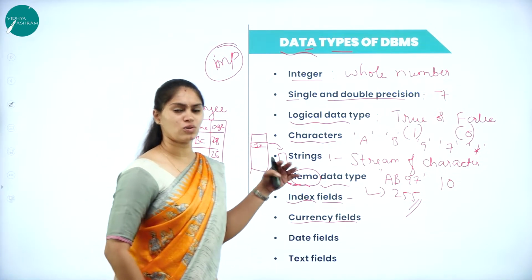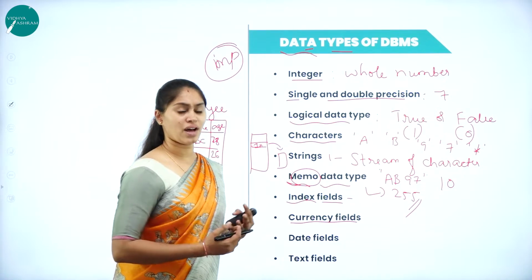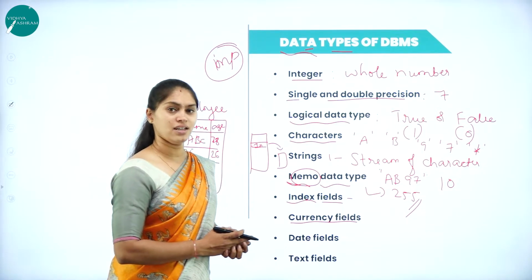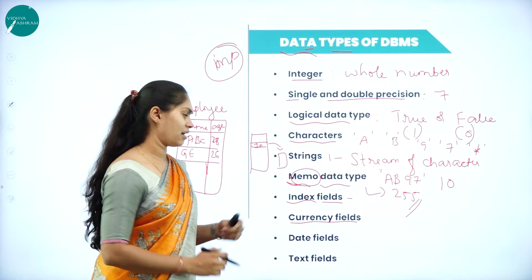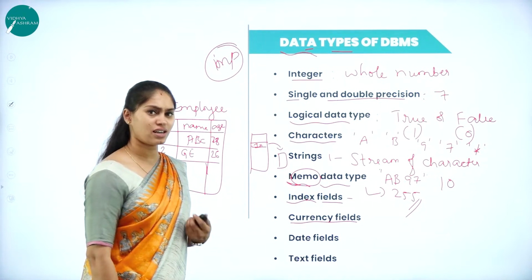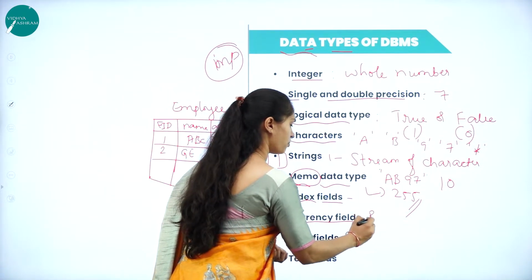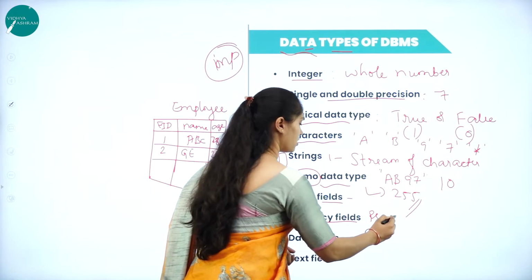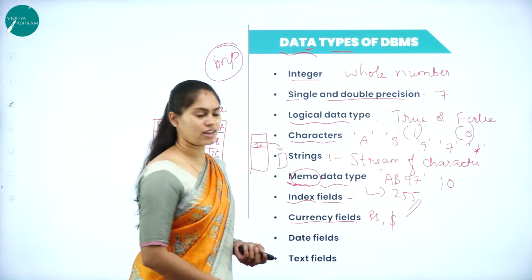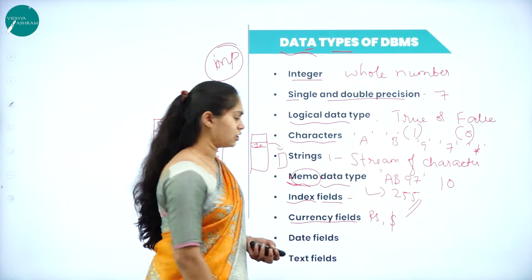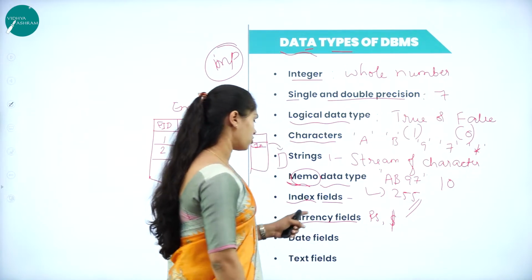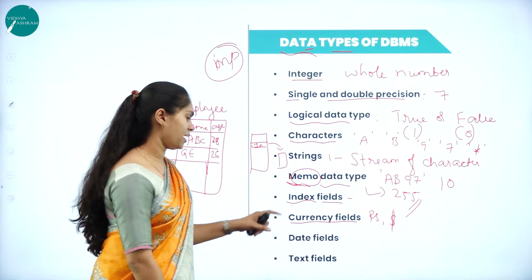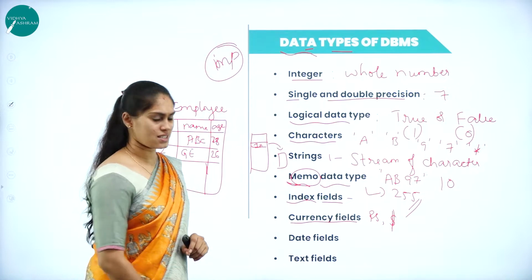And we have a currency field. If I wanted to showcase any different countries' currency, at that time we are going to use this currency. If you consider India, there we are going to use rupees, and if you consider any other foreign countries like America and all, there we are going to use dollars. So at that time we have to take this currency field, and by default it will be dollars in nature.